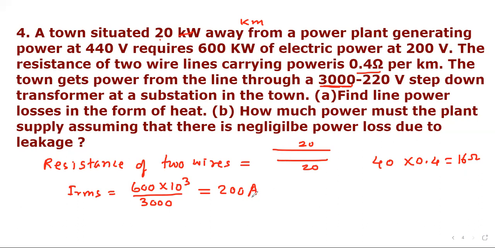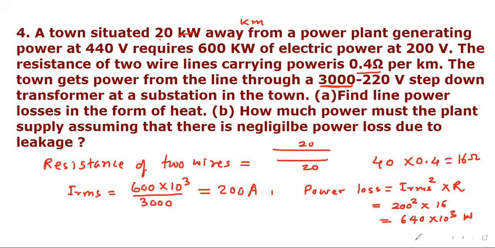Now, we have got IRMS. Now let's check the power loss. Power loss is equal to IRMS squared times the resistance of the wires. So IRMS is 200, squared, into the resistance of the wire, which is 16. So it will come to be 640 into 10 to the power 3 watt, or 640 kilowatt.